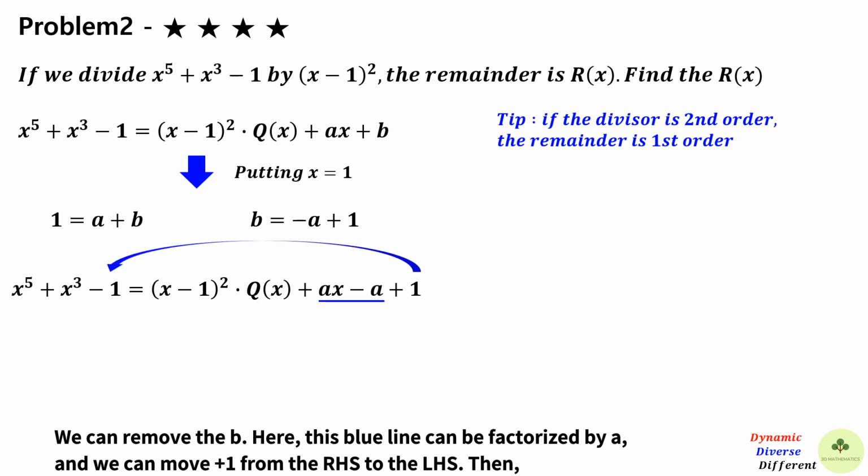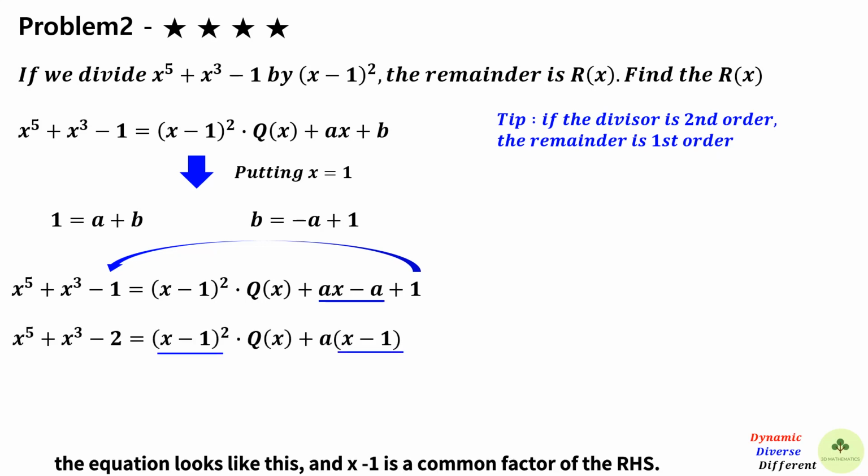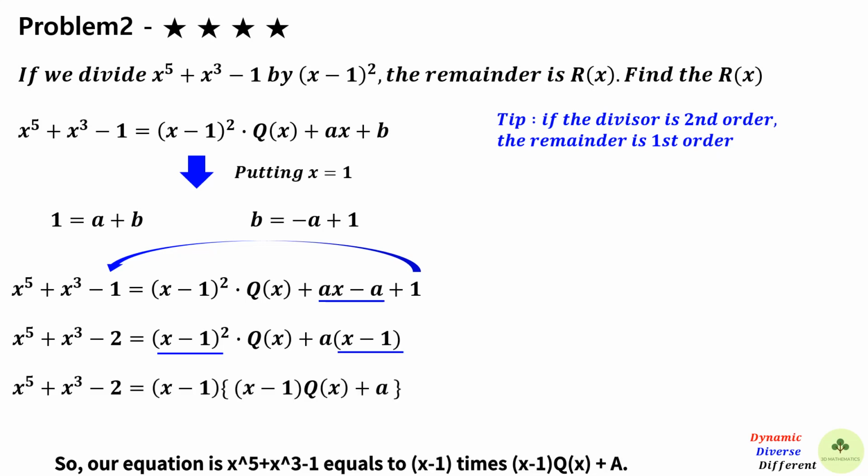Here, this blue line can be factorized by a, and we can move plus 1 from right-hand side to the left-hand side. Then, the equation looks like this, and x minus 1 is a common factor of the right-hand side. So our equation is x to the 5 plus x to the 3 minus 2 equals to x minus 1 times x minus 1 cube of x plus a.